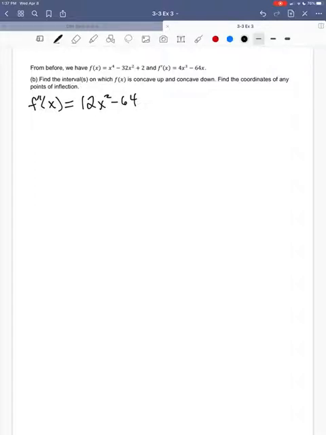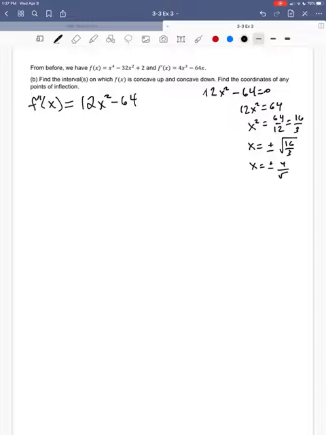If I set it equal to 0, 12x squared minus 64 equals 0, which is going to say 12x squared equals 64. So x squared is 64 over 12. I can divide top and bottom by 4. That gives me 16/3. So then to get x itself, I'll take the square root. But if I decide to take the square root, I have to do plus or minus. So I get x equals plus or minus 4 over the square root of 3.